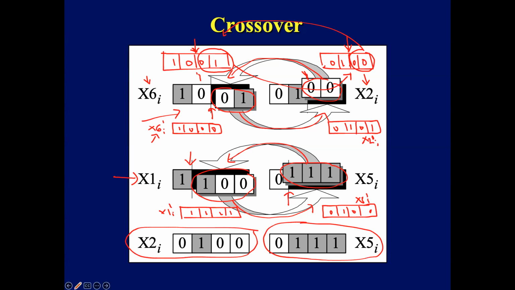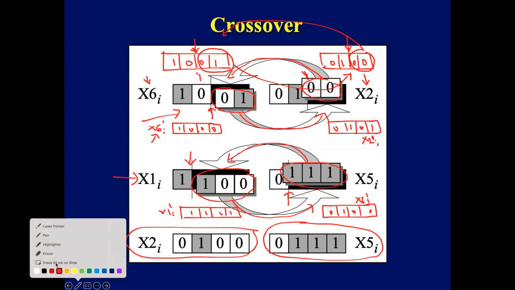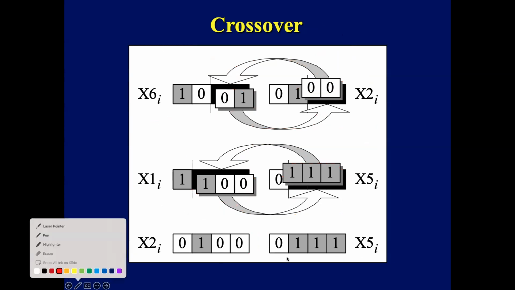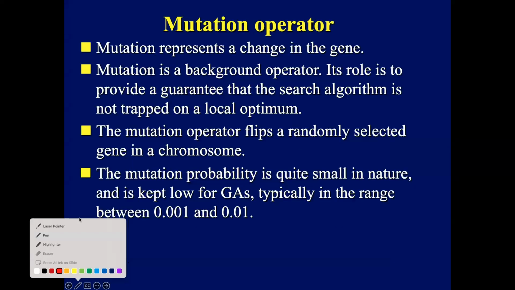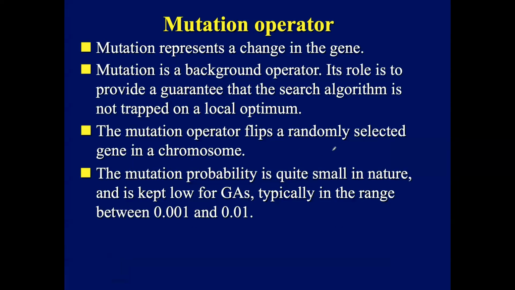So I hope you understand the crossover process. I've illustrated it in all these examples where it is taking place. So now we go to look at the mutation operator. For the mutation operator, we have a change in the gene. Now the mutation operator is considered a background operator. Its role is to provide a guarantee that the search algorithm is not trapped on a local optimum.